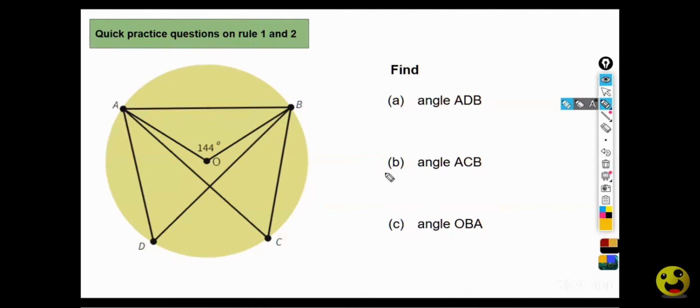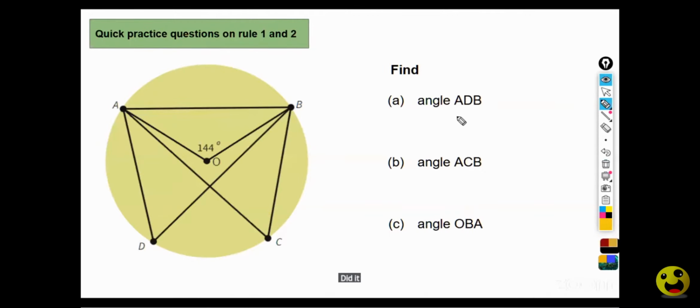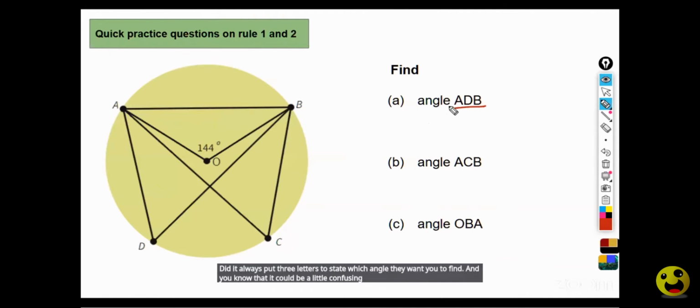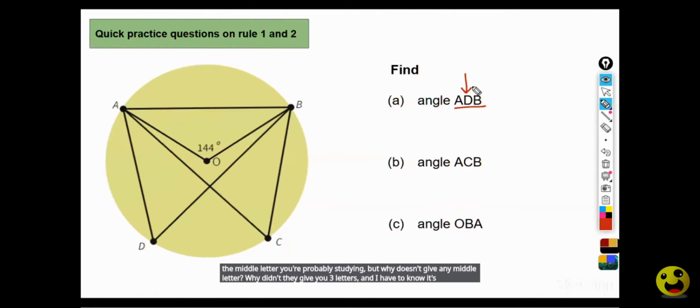In the exam, when they ask you to find an angle, they don't point and say, hey, find this angle or find that angle. They always put three letters to state which angle they want you to find. And you know that it could be a little confusing at first. If they want you to find angle ADB, right? And you're not too sure which angle they want you to find, always look at the middle letter. That's the best way to do this. You're probably wondering why they gave me three letters and I have to know it's the middle letter? And that's life. All right.